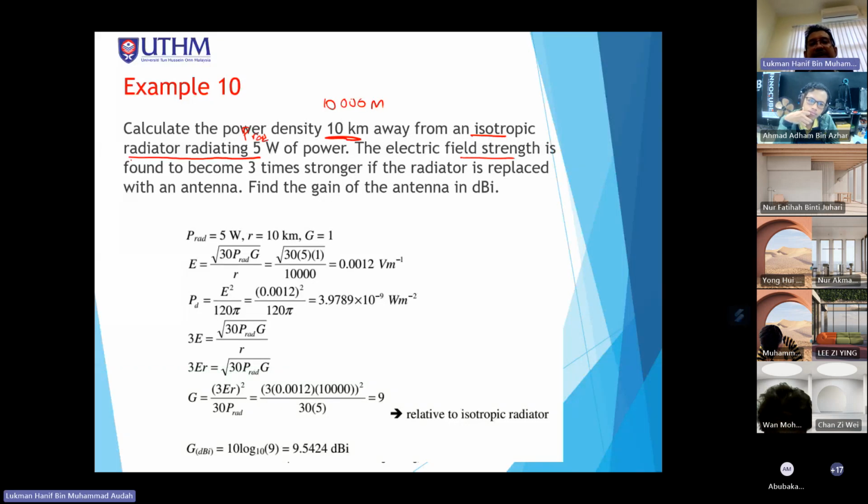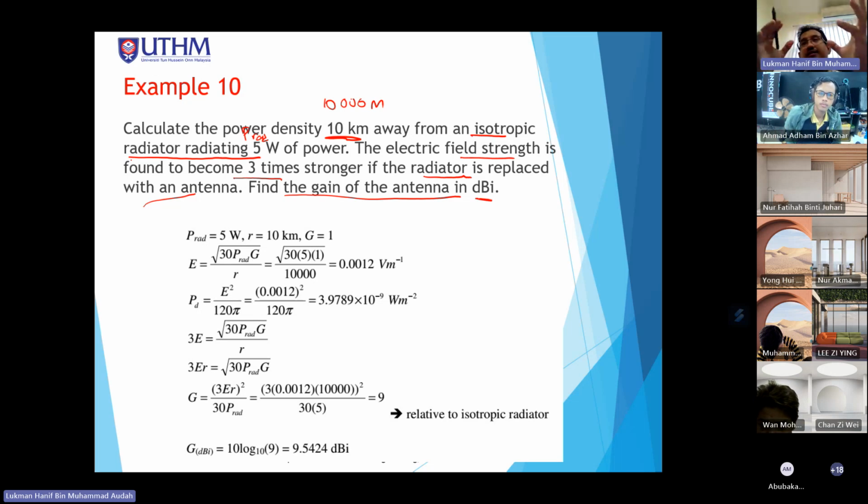The electric field strength is found to become 3 times stronger if we change the radiator into a real antenna. Find the gain of the antenna in dBi. dBi is the decibel unit, so this is the same as dB. dBi is a decibel with respect to an isotropic antenna. For antennas we usually use dBi instead of just writing dB.